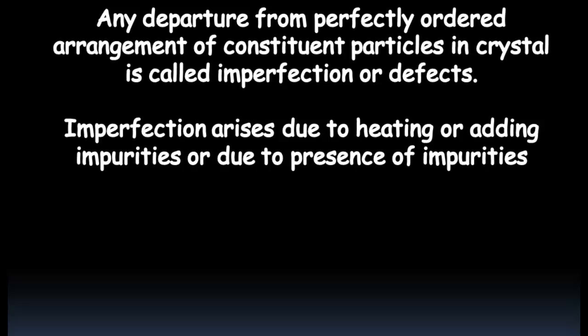Next, any departure from perfectly ordered arrangement of constituent particles in a crystal is called imperfection or defect. If particles or atoms are perfectly arranged in order in a crystal, it is not a defect. If they are not arranged in order, it is called a defect. So imperfection arises due to heating or adding impurity, or due to the presence of impurity.